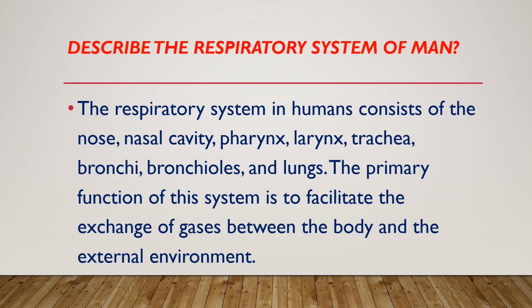Describe the respiratory system of man. The respiratory system in humans consists of nose, nasal cavity, pharynx, larynx, trachea, bronchi, bronchioles, and lungs. The primary function of this system is to facilitate the exchange of gases between the body and the external environment.